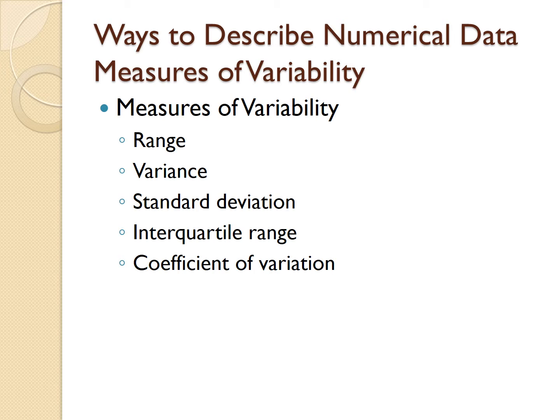Interquartile range is the difference between the 25th and 75th percentiles of a distribution. Coefficient of variation measures the variation relative to the size of the mean.